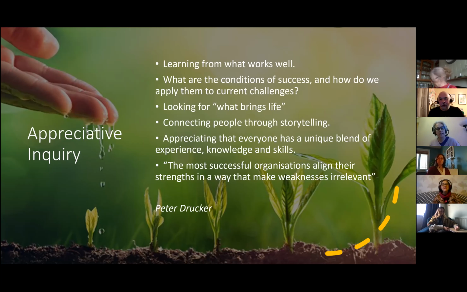No. So in a nutshell, this is what appreciative inquiry is. Learning from what works well. We don't use words like obstacles and barriers in appreciative inquiry. We just look at what works and how we can do more of that. So it's a very positive approach to whatever we're trying to do. So we're looking to understand what the conditions of success look like so we can replicate them.